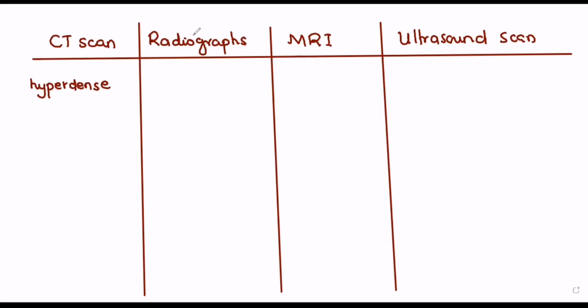What term do we use when we see a very white structure on X-ray? Who can guess? Radio opaque. Thank you. So you say, I see a radio opaque structure, radio opacification.